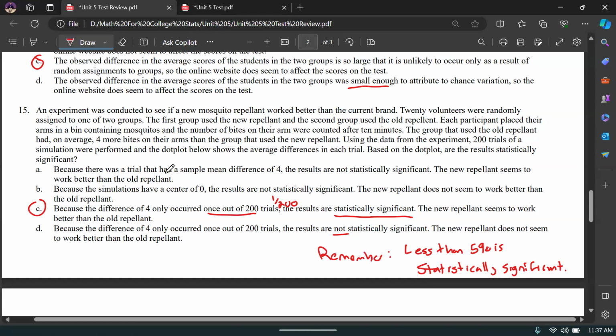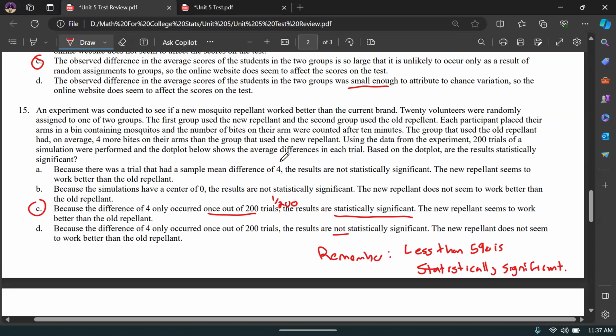Let's see why the other ones are wrong. Because there was a trial that had a sample mean difference of 4. No, it doesn't. It says there was a trial. It doesn't have to be 0%, just has to be less than 5%. So it doesn't matter if it's only 1, as long as it's less than 5%, which it was, because 1 out of 200 is well under 5%. So this one is saying that it did happen, so it's not statistically significant. No, it did happen once out of 200 times, which is statistically significant.